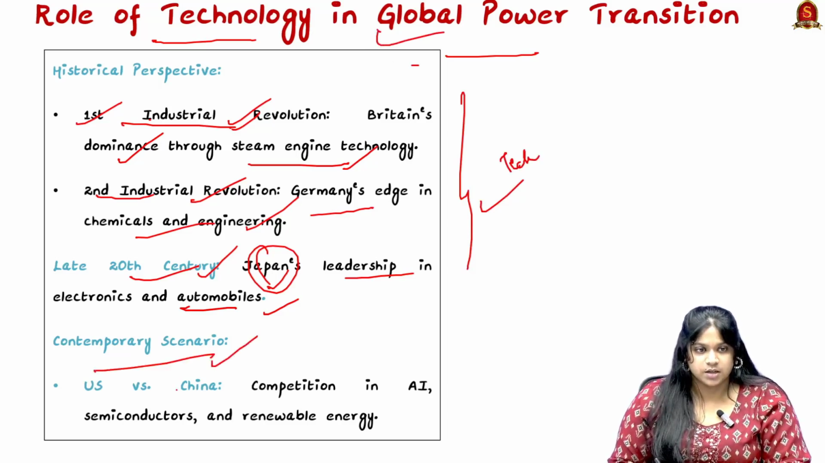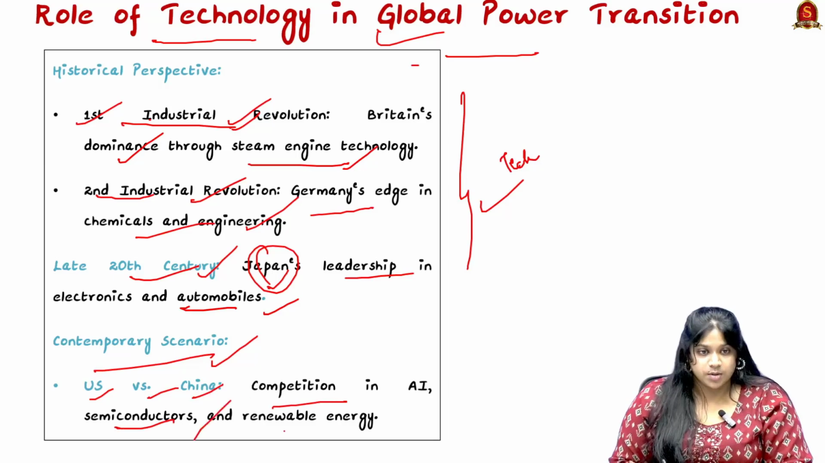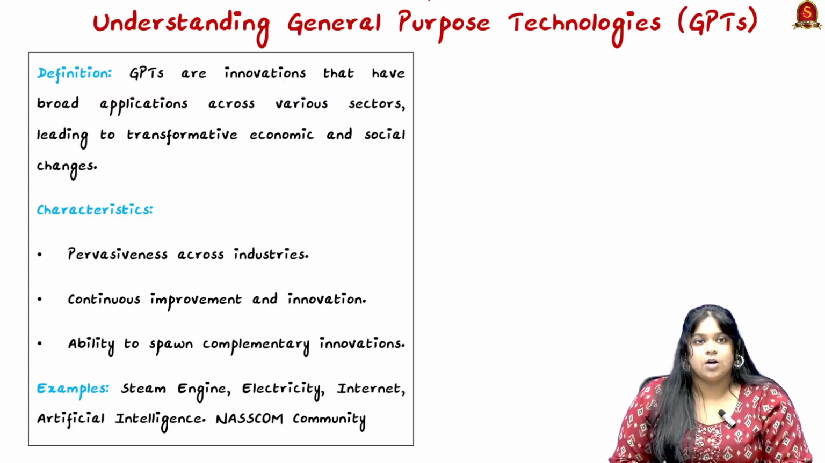And in the contemporary scenario, you can take US versus China, where the competition in AI, their role in semiconductors and renewable energy have increased highly. Now, understanding the concept of general purpose technologies, such as the GPTs.